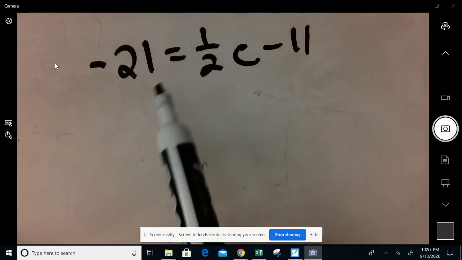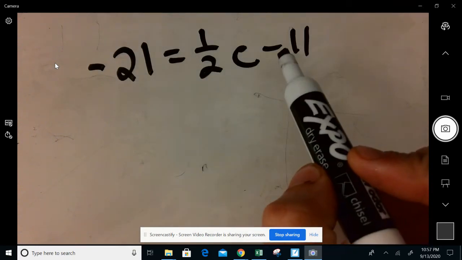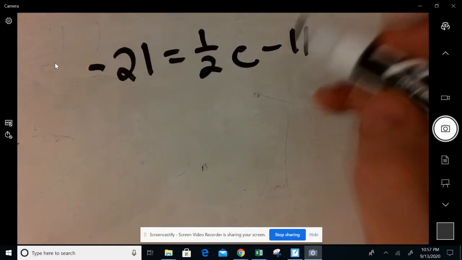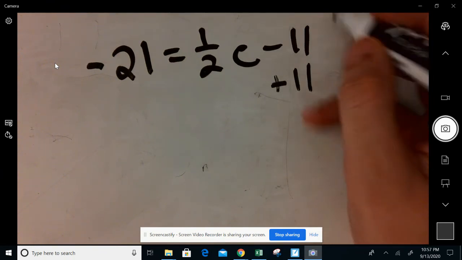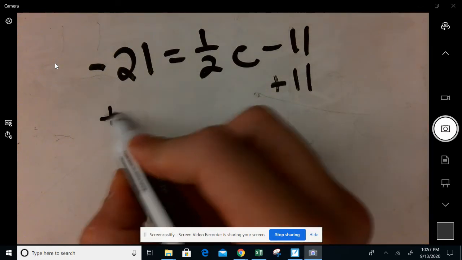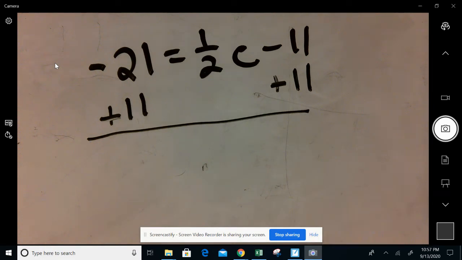So negative 21 equals this whole side. We want to find what C is, the C that will make this equation true. I'm going to keep using the Sour Patch Kids bag example, where both sides are equal and balanced. So whatever we do, if I add 11, do the opposite to get rid of the negative 11 on this side. We're going to do the same thing over here. So like with the candies, when we took 8 from one side, we had to take it from the other.